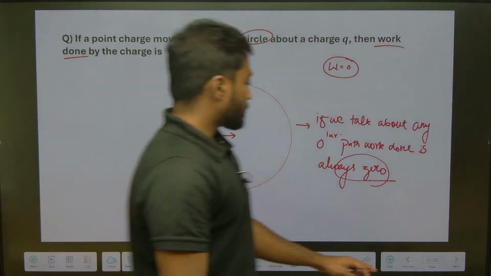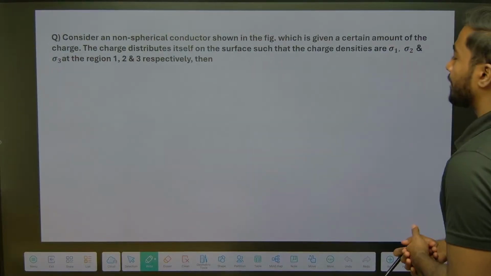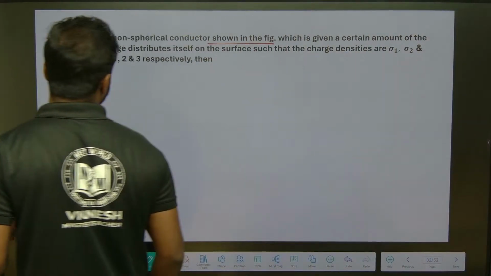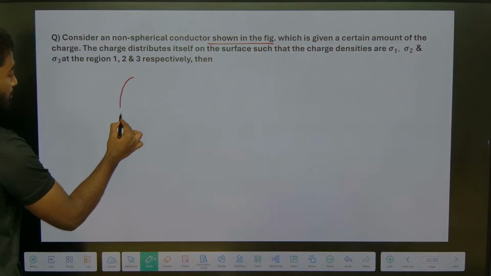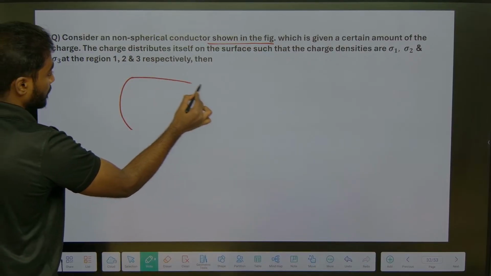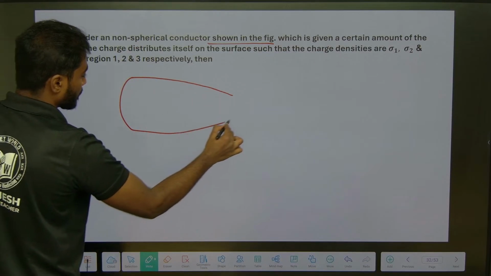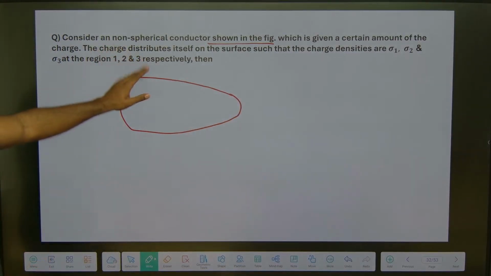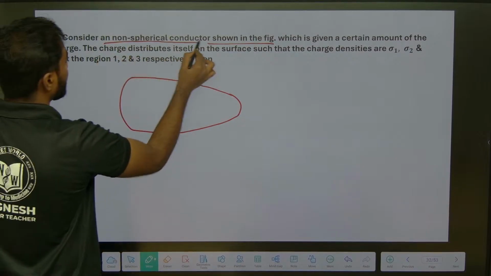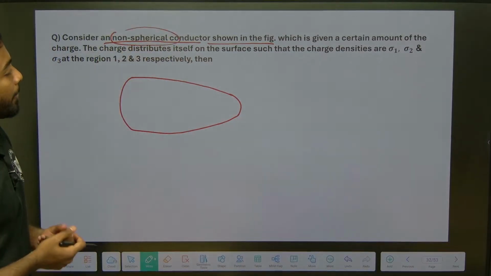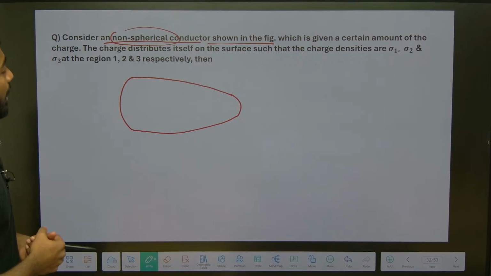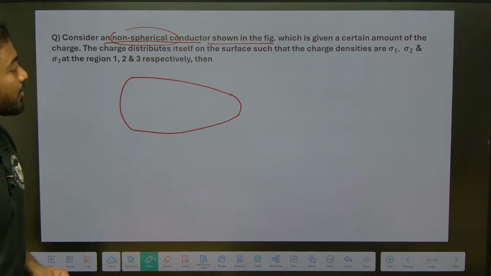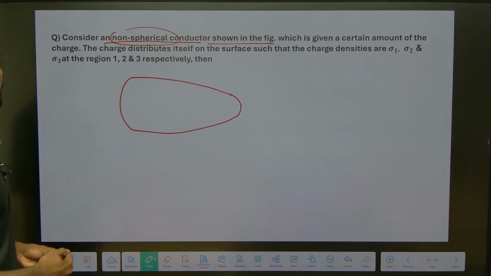Done. So the next question is, consider a non-spherical conductor, shown in the given figure. Let me draw the figure here. This is the diagram. It is not a spherical conductor, and it is given a certain amount of charge. The charge distributes itself on the surface such that the charge densities are sigma 1, 2, 3 at different regions.